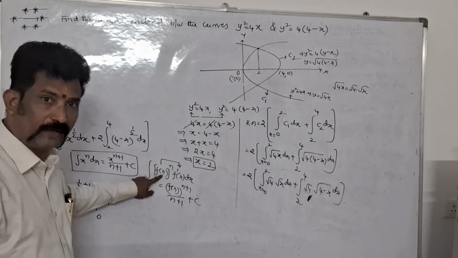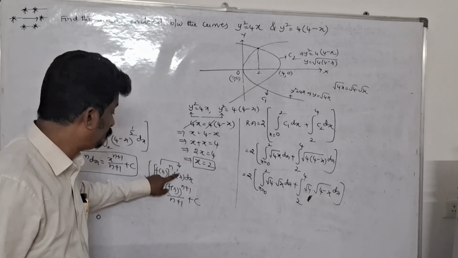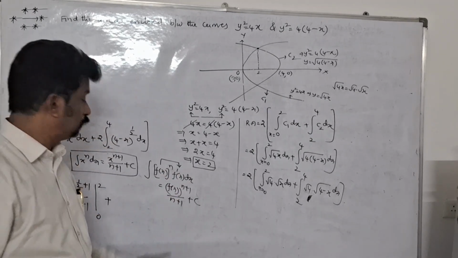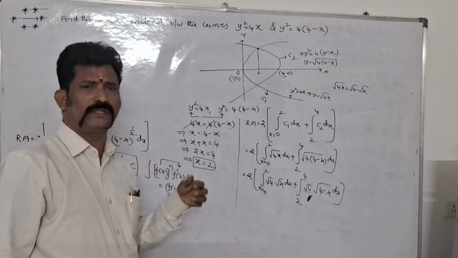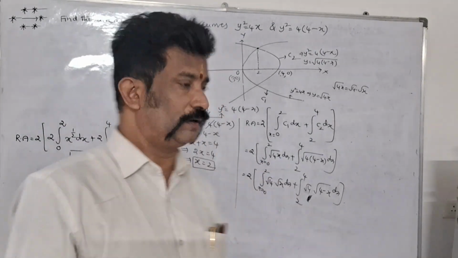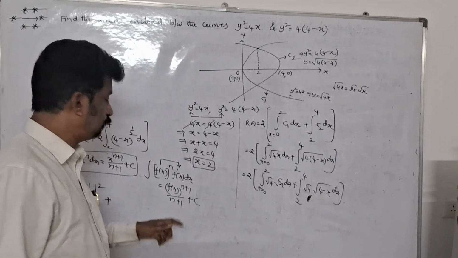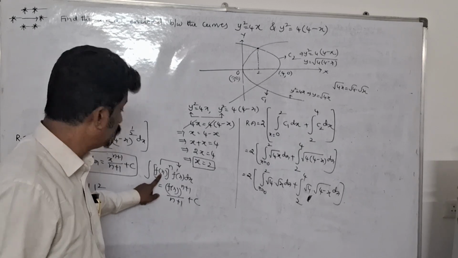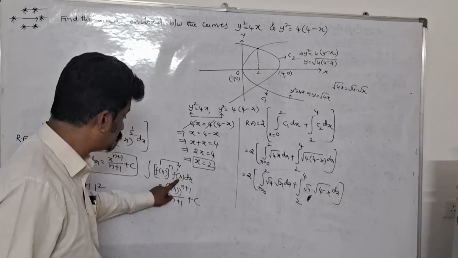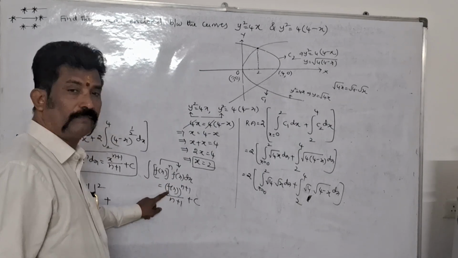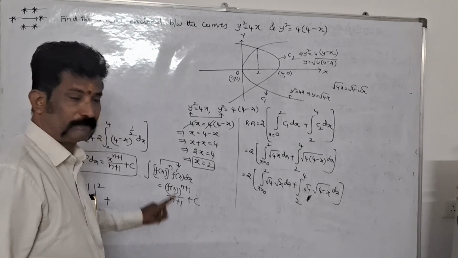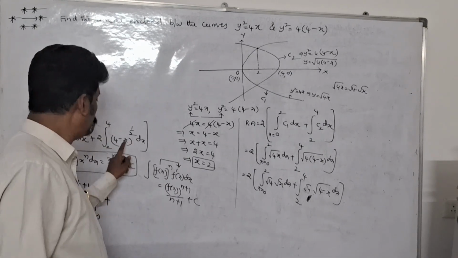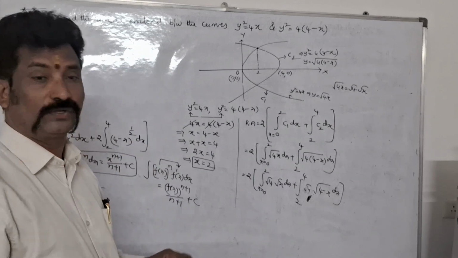According to applying the formula, integration f of x whole power n into f dash of x into dx is equal to f of x whole to the power of n plus 1 by n plus 1. The derivative nature of this type of integration is very important. So here we have to check whether the derivative of f of x, that is f dash of x, is there or not. That is very important. So here the derivative of 4 minus x: derivative of 4 is 0 and derivative of minus x is minus 1. So minus is not there.